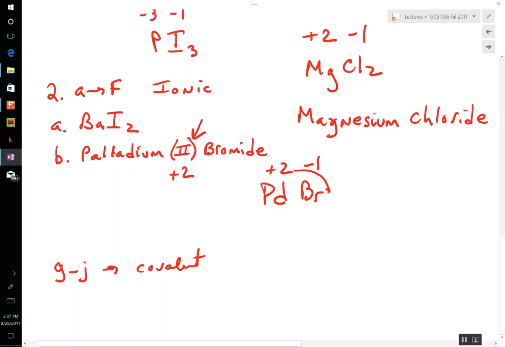So the 2 is going to come over here, and we're going to get palladium bromide. Palladium 2 bromide. That would also suggest to you that there's another palladium ion. It might be a 3, it might be a 4. You don't know what it is. But because they're using the Roman numeral, it's signaling to you that there's another palladium out there with a different charge, just like with iron. It has +2, +3. Palladium might be +2, +3.